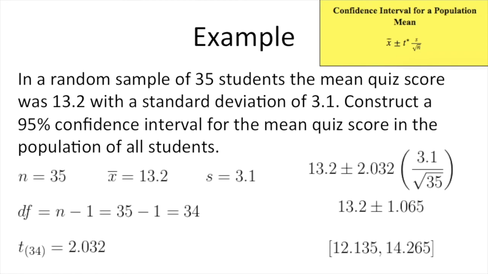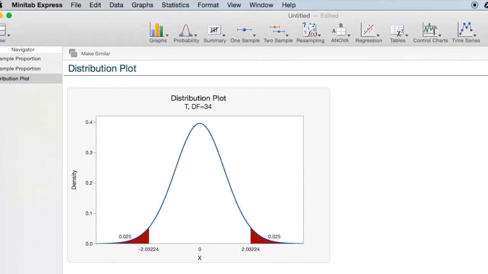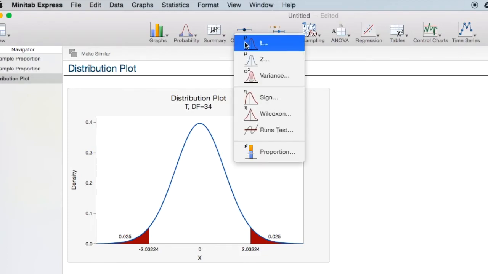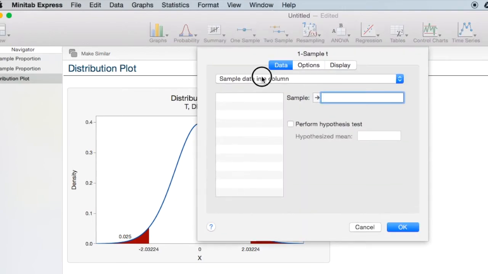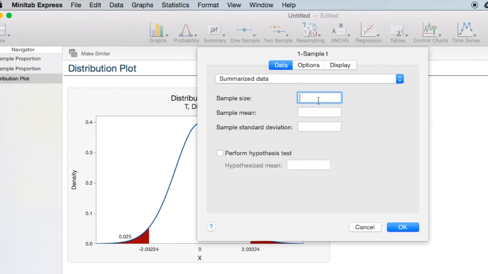Again, I'm going to go to Minitab Express to show you how you could construct this confidence interval there. Now, we're going to construct a one-sample confidence interval for mu using the t-distribution. We have summarized data. We had a sample size of 35, a mean of 13.2, and a standard deviation of 3.1.